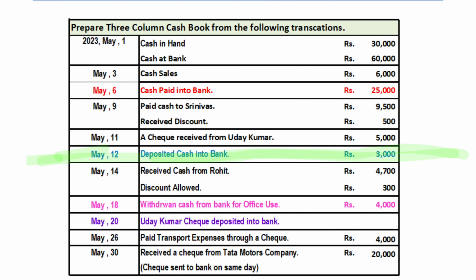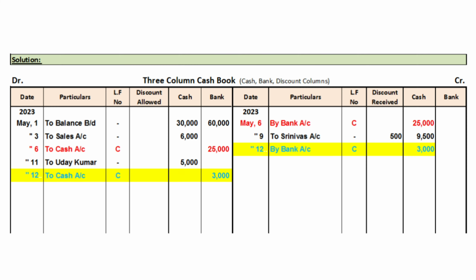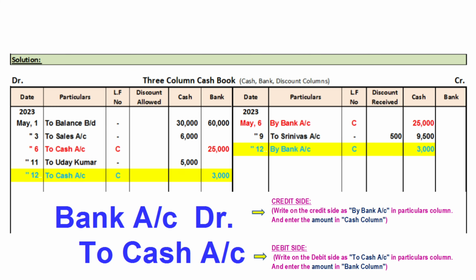Next, May 12th, deposited cash into bank. Deposited cash into bank is a transaction related to contra entry. What is the journal entry of this transaction? Bank account debit, because bank is getting benefit, and cash is going out from the organization, hence cash account to be credited. Bank account debit to cash account. I am displaying the relevant contra entry on the screen for your easy understanding.